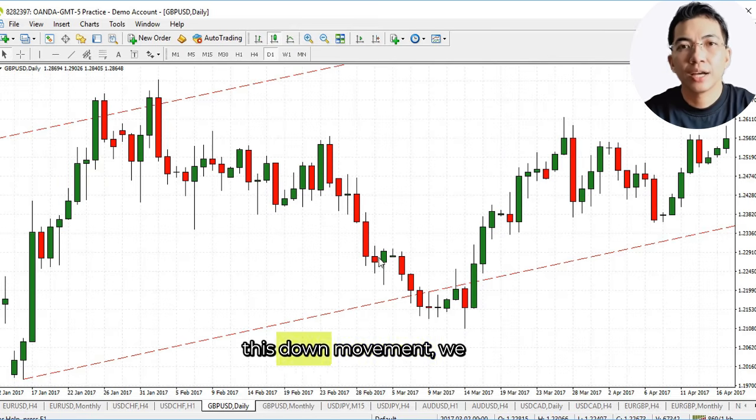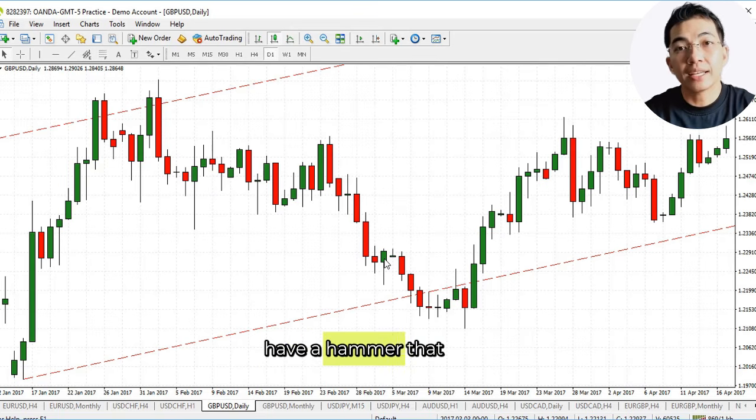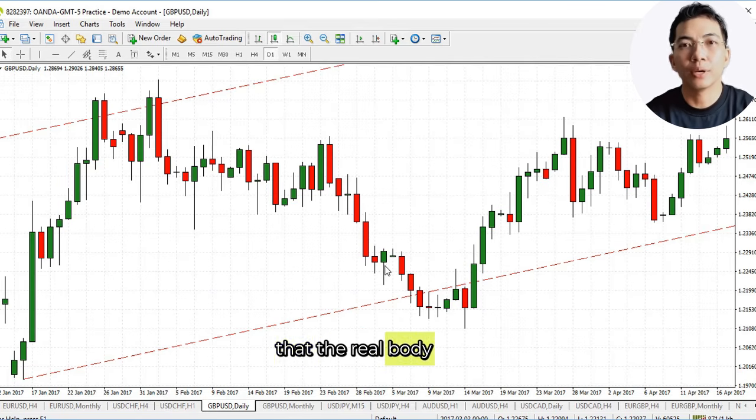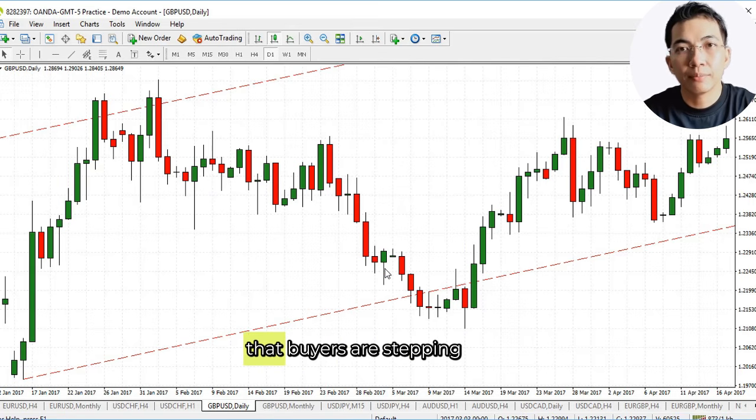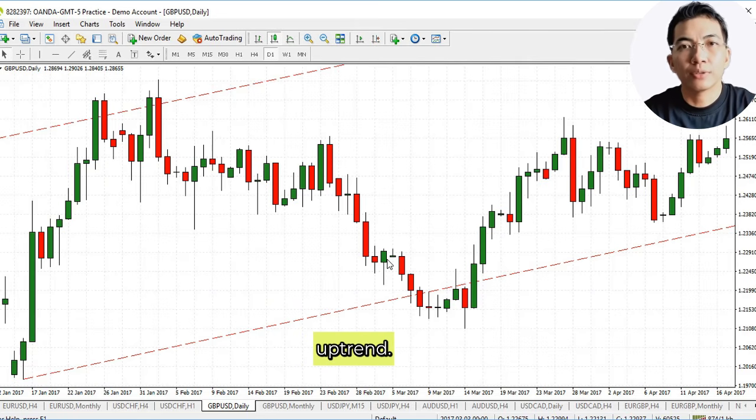At the end of this down movement we have a hammer that is also near the bottom of the channel, so this is a pattern that I want to consider to open a long position on the market. I don't particularly like that the real body is that big, even if it is easy to see that the lower shadow is at least double the length of the real body. So at this point I start to think that buyers are stepping into the market and they may have the power to push the price up, following the uptrend.